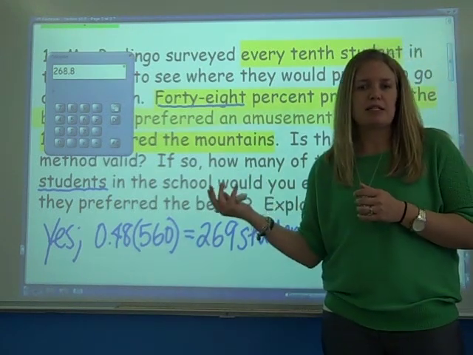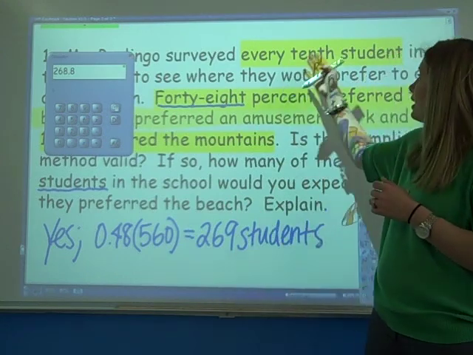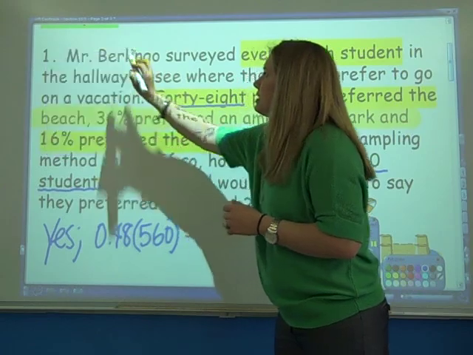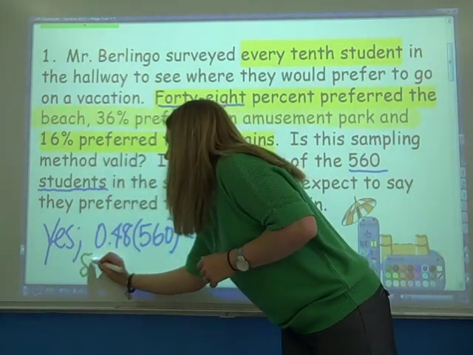And we can explain this because this is a systematic random sample. Every interval of students is asked. So our explanation, which is the last piece, would be this is a systematic random sample.